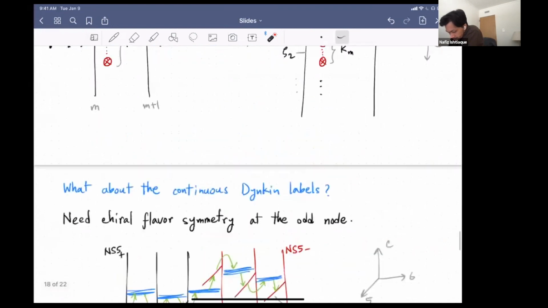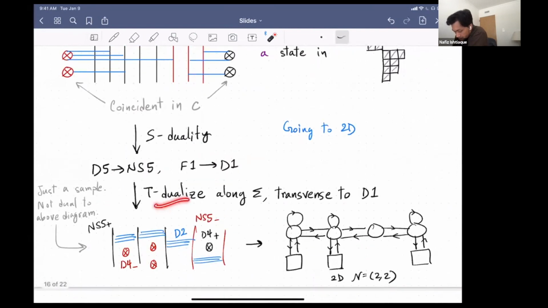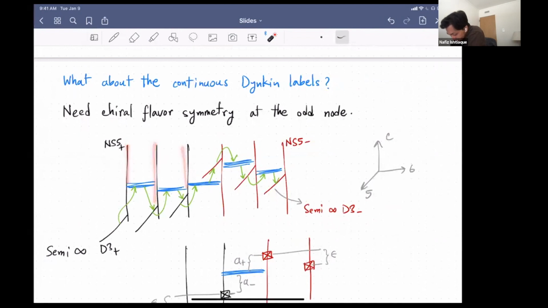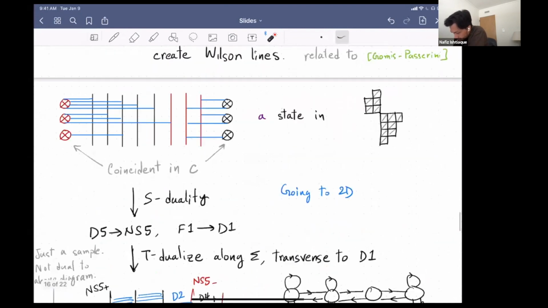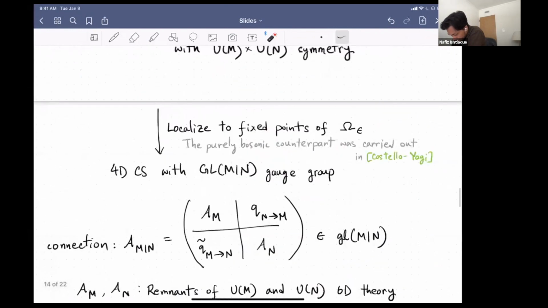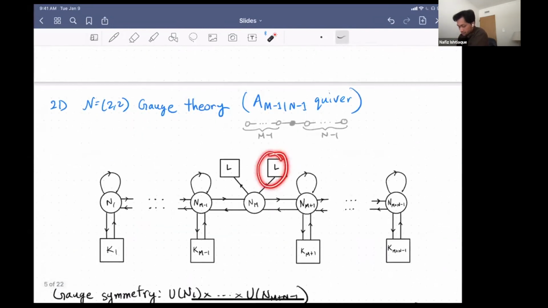So in addition to the D4 branes that I mentioned earlier, I can also introduce semi-infinite D4 branes. Well, so in this case, I'm in a duality frame where I have D2 branes. So that's before this duality, just here. So these are the NS5s as before, but now on each NS5, I'm ending semi-infinite D3 branes, which extend to infinity only in one direction. So what is the reason for that? So the continuous labels for a GL(M|N) representation came from the chiral flavor symmetry associated to the middle node. And so we can introduce chiral flavor symmetry via the semi-infinite D-branes.